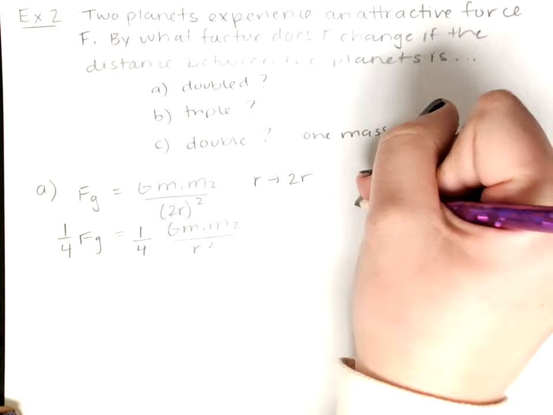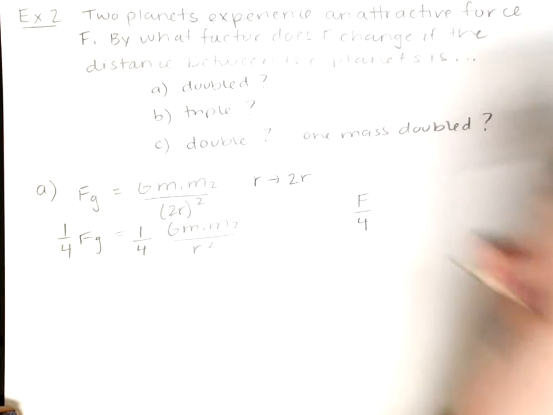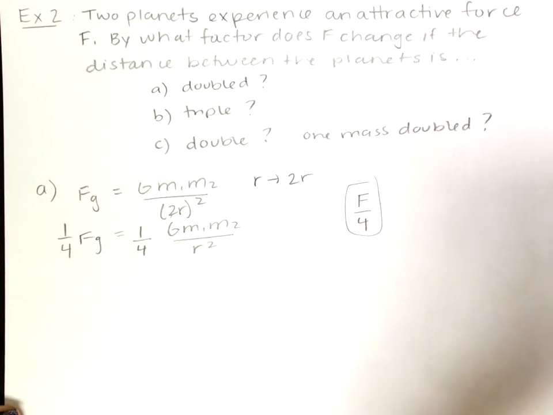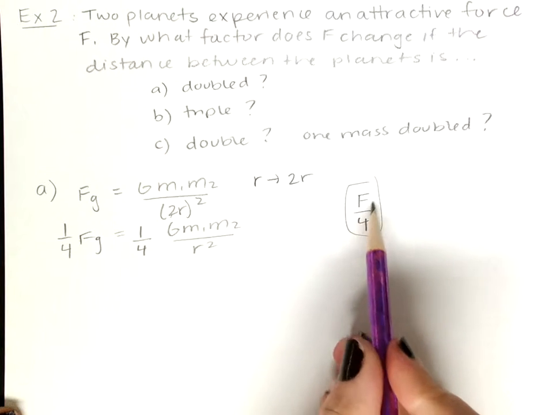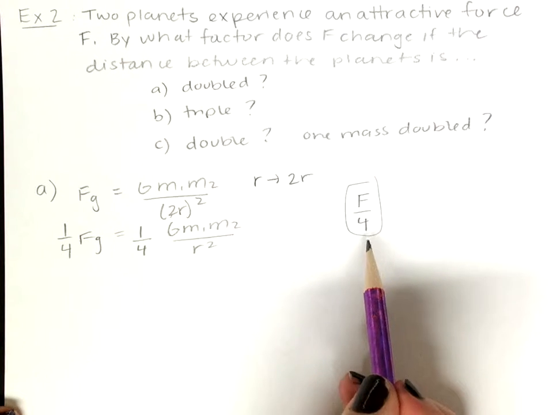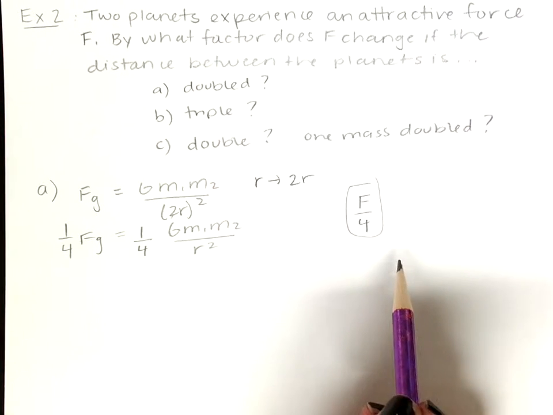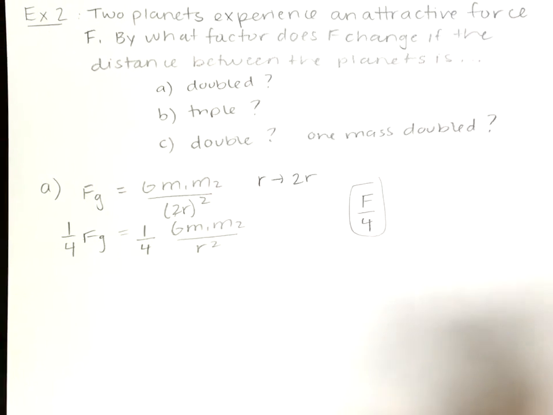Or you could write it as F over 4. But what this means is when the value is less than 1, it's always decreased. When the value is greater than 1, it's always increased. So this is decreased by a factor of 4.